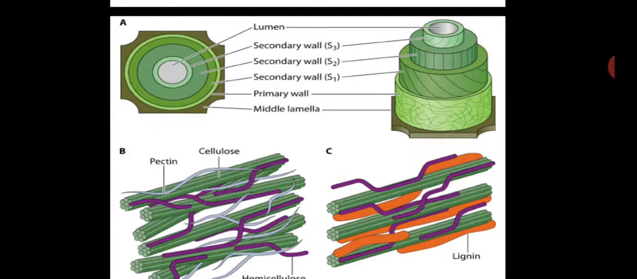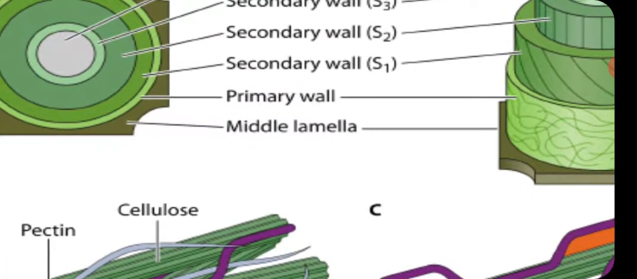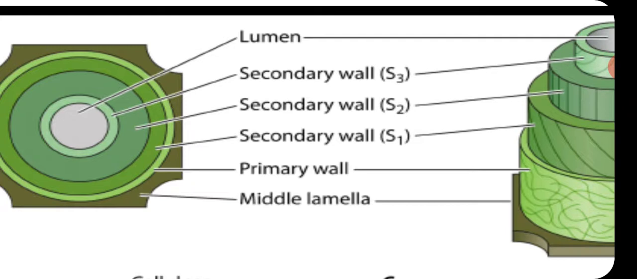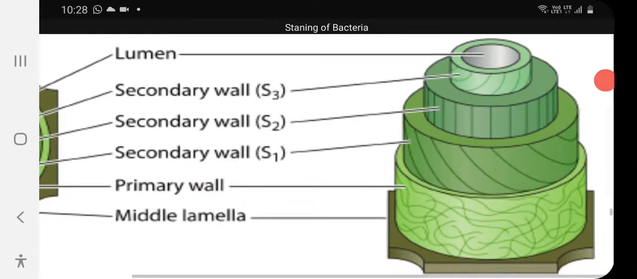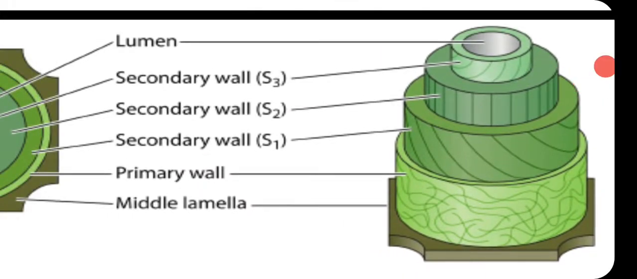If you see this picture, the outermost layer is the middle lamella, then the primary cell wall, then the secondary cell wall. The innermost chamber is known as the lumen of the cell. The secondary cell wall is again divided into secondary cell wall 1, 2, 3, simply S1, S2, S3. Here is the clear-cut structure of each layer. Now you have a good idea about the cell wall.